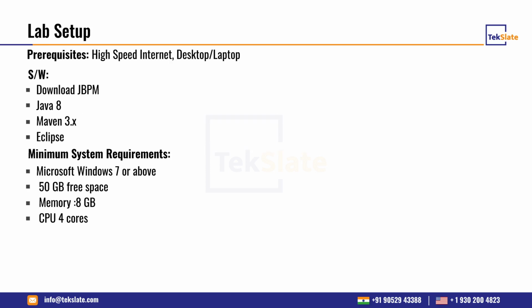To set up your environment, the prerequisite is that you should have high-speed internet and a laptop or desktop, whatever you have is fine. For software, you have to download the jBPM server. It's open source, so you can download it and use it directly. To run that, you should have Java 8 and Maven. I hope you already have the Eclipse IDE; if not, you have to install Eclipse. The minimum requirement is Windows 7 and above, 50 GB of free space, 8 GB of memory, and a 4-core CPU.